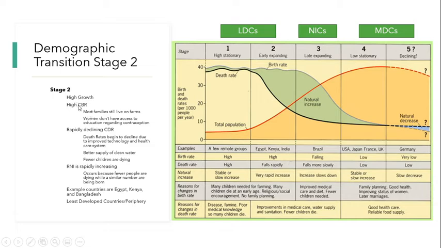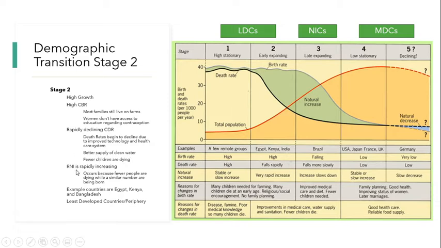So, high crude birth rate, most families still live on farms. Women do not have access to education regarding contraception. So that's one reasoning behind why the crude birth rate is still high in both stage 1 and stage 2. Very high crude birth rate. Rapidly declining crude death rate. Death rates begin to decline due to improved technology and healthcare system. Better supply of clean water, fewer children are dying.